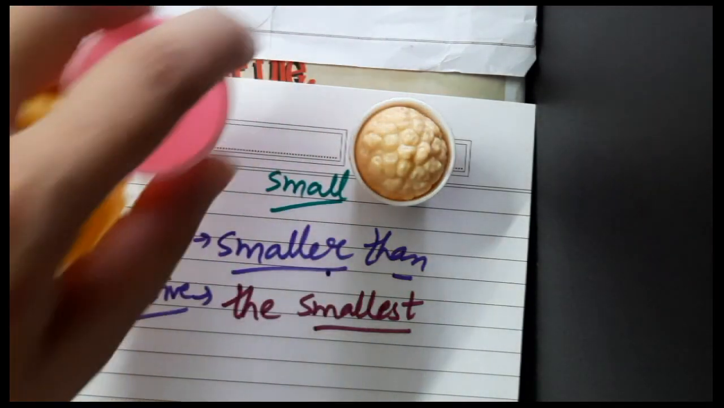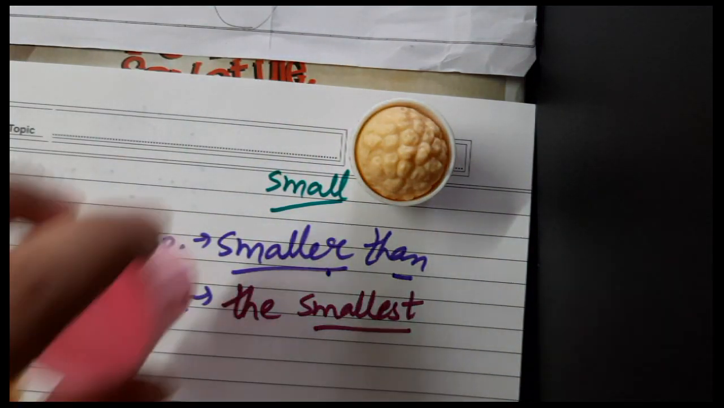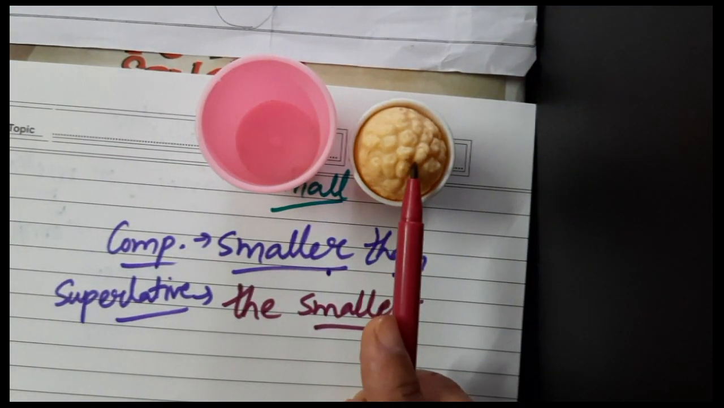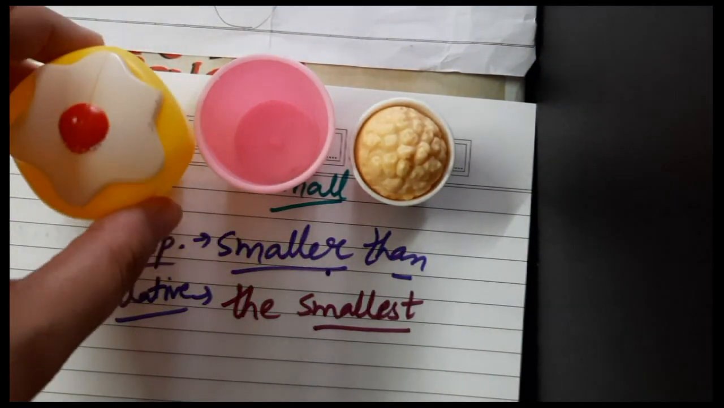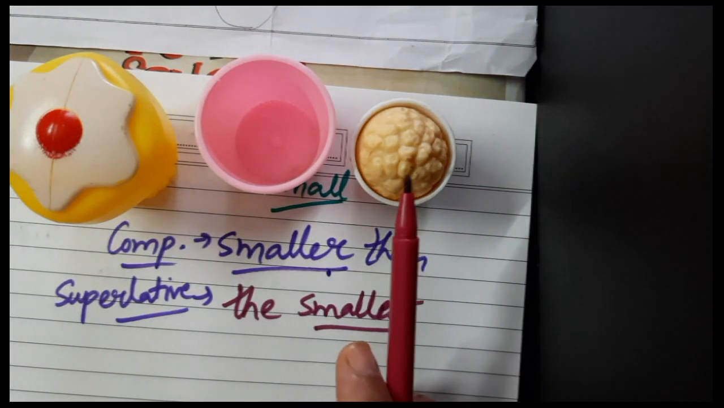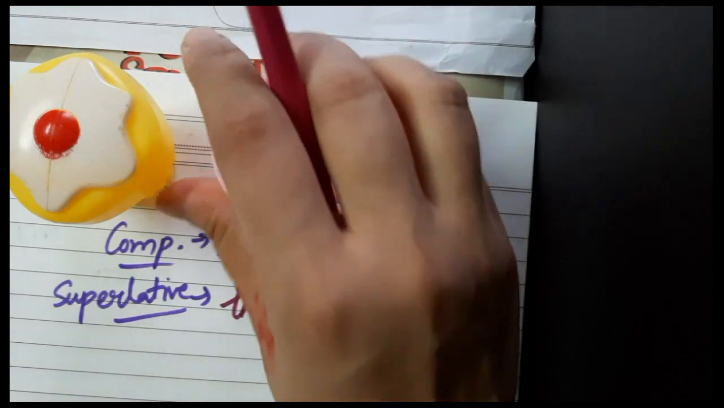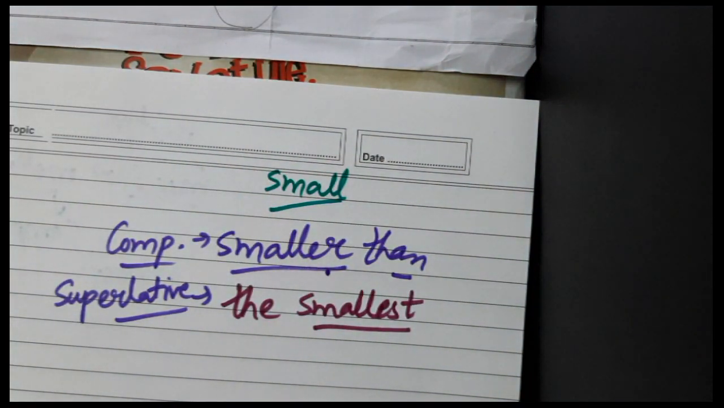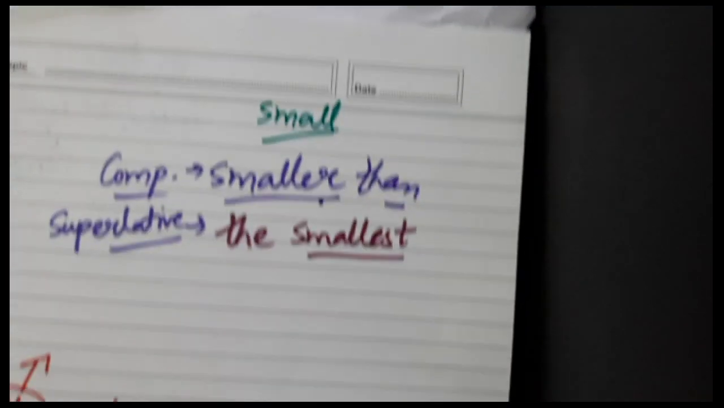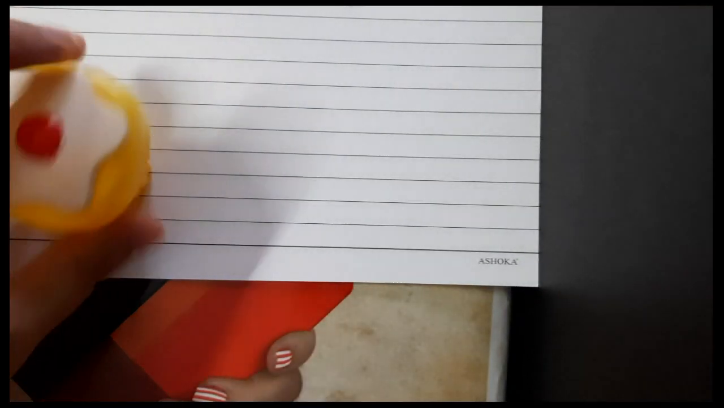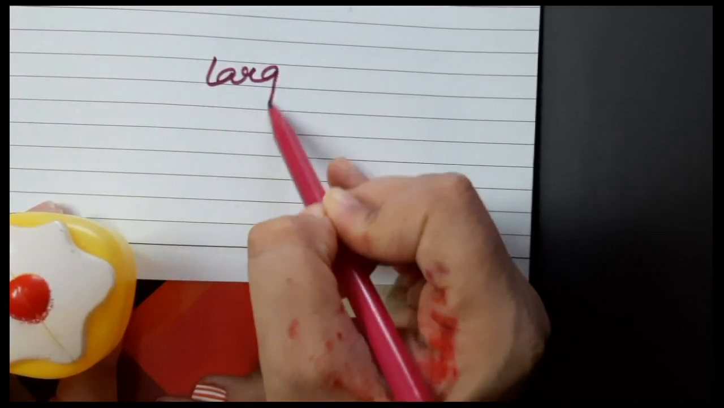Alright. So when you have single glass, small. When you want to compare the two, this becomes smaller than this. When we are comparing more than two, this is the smallest of all. Alright. Very good. Let us take the same examples and learn another adjective. What is this? We can say it is a large glass.